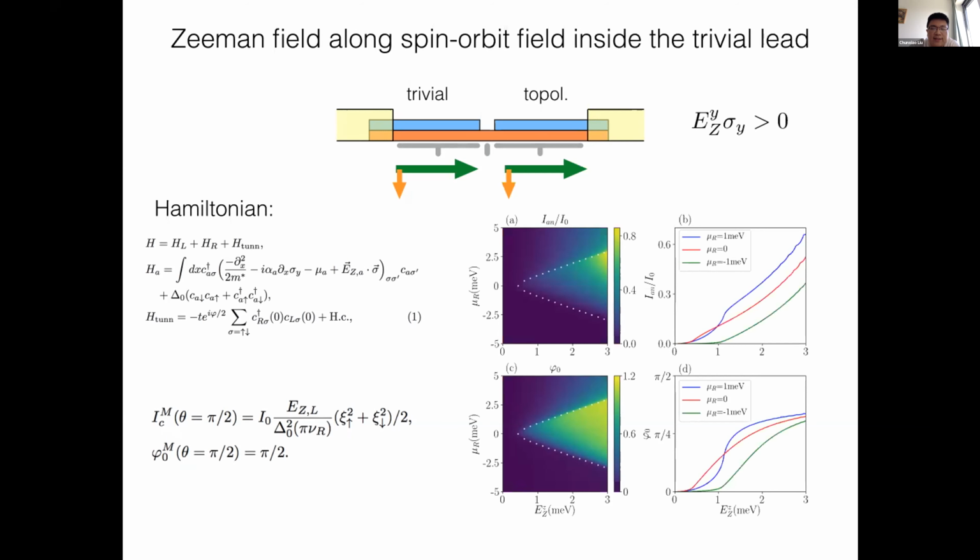We plot both quantities in terms of the chemical potential and the Zeeman field in the right lead. You can see that once the right lead enters the topologically non-trivial phase, both the anomalous supercurrent and the anomalous phase shift will increase abruptly due to the presence of a Majorana zero mode. So we argue that this can also serve as one possible signature for the presence of a Majorana zero mode.